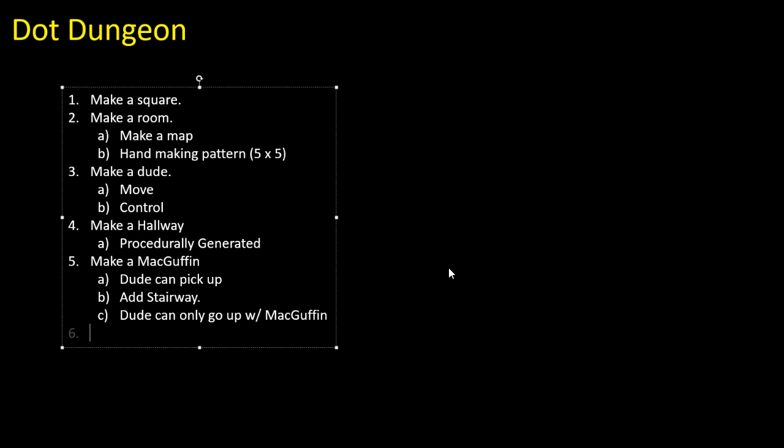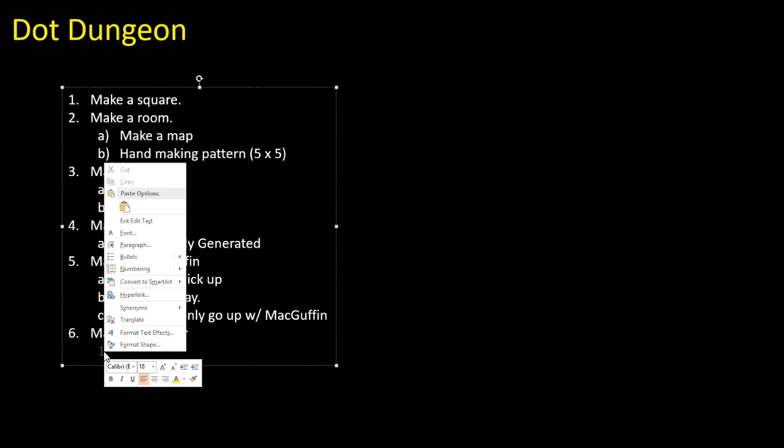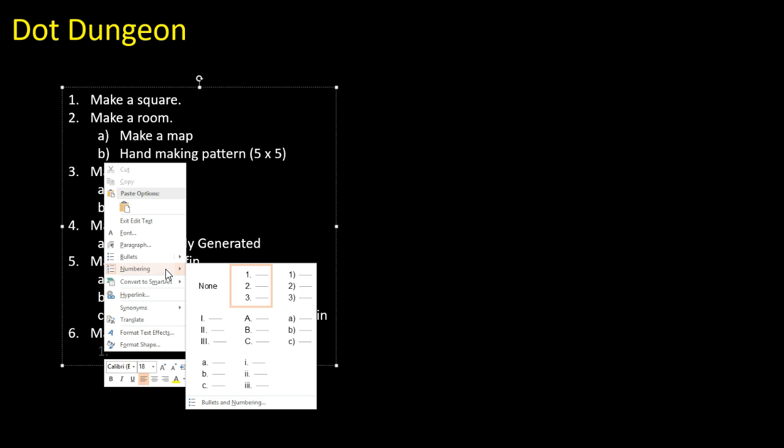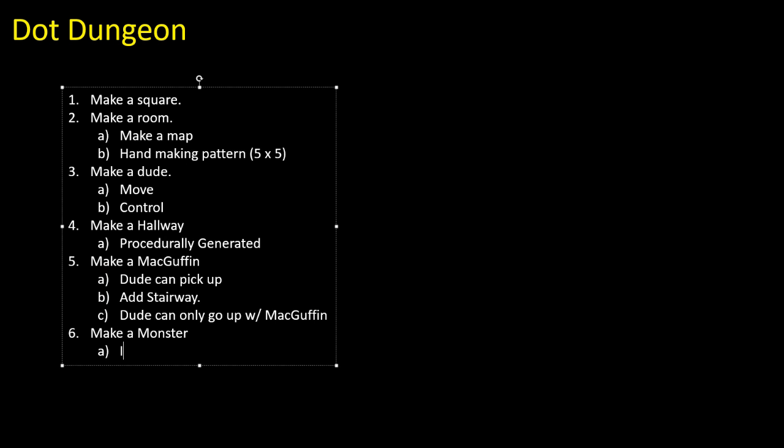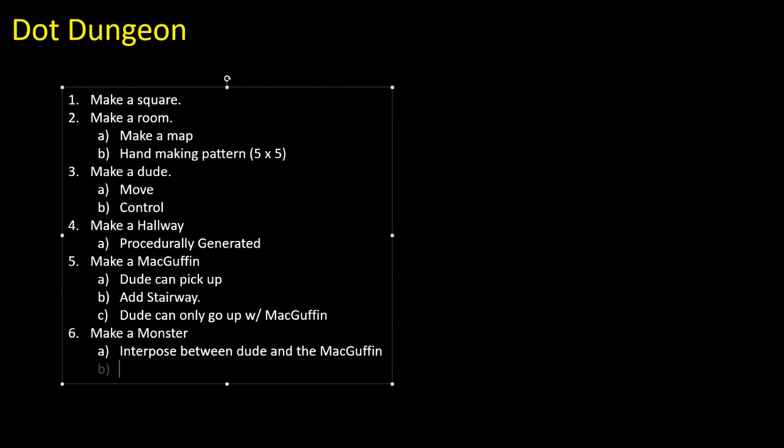That's not quite a game. That's something you can win, but it's not something you can lose. So we need to have a game. A game is something you can either win or lose. So we'll have to make a monster. And he'll have to interpose himself between the dude and the MacGuffin.